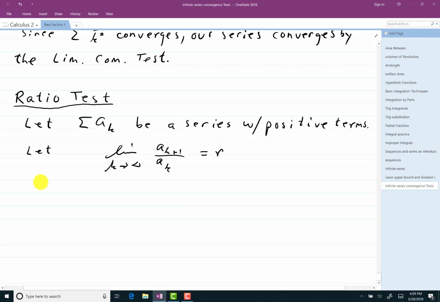And there's some things here with whatever r is. If r is between 0 and 1, now r is not going to be negative because these terms are positive, but r could end up being 0. So if r is between 0 and 1, and I'm including 0 in this, the series converges.